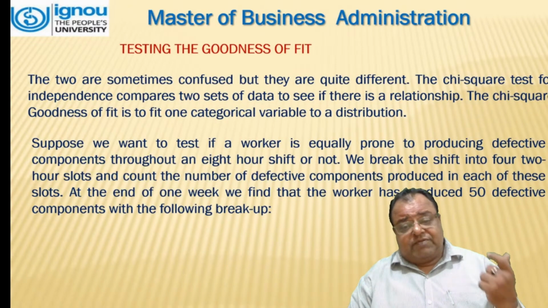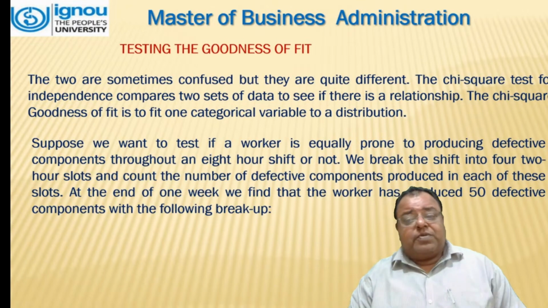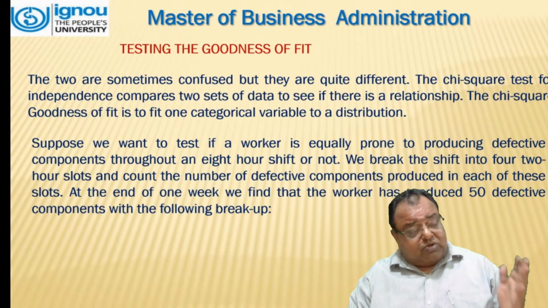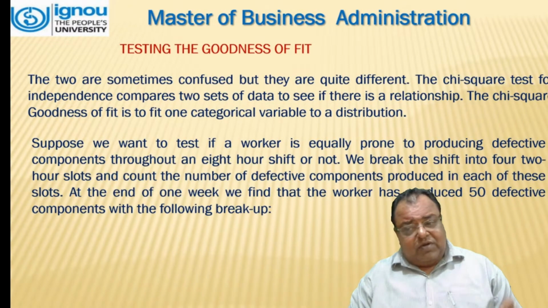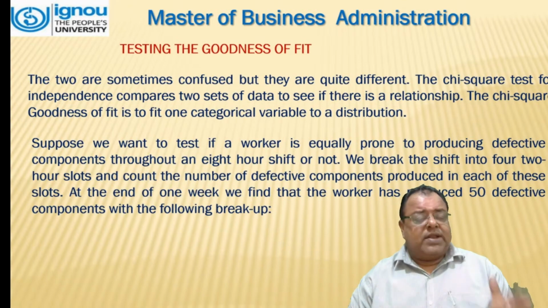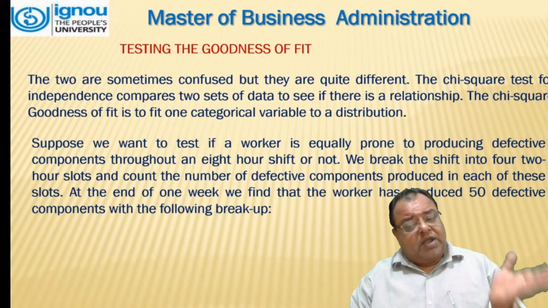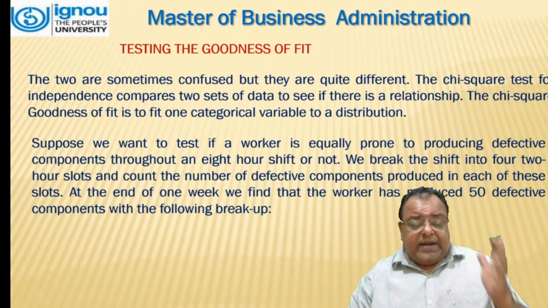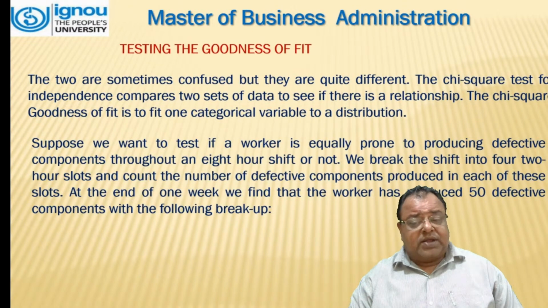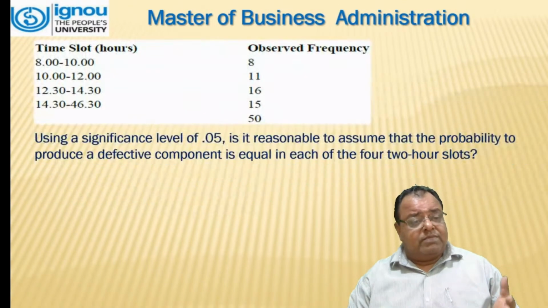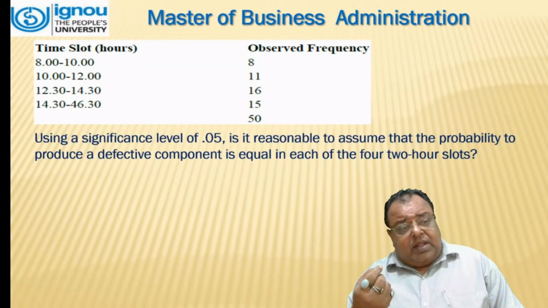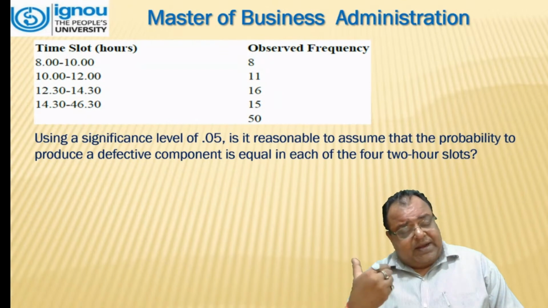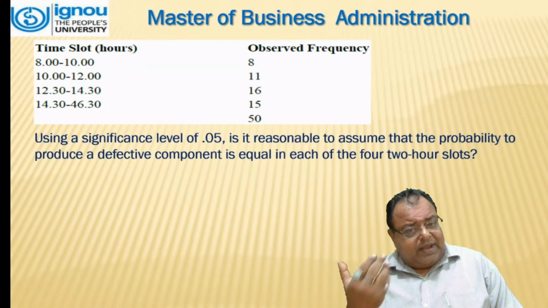Suppose you want to test if a worker is equally prone to producing defective components throughout an 8-hour shift or not. We break the shift into four 2-hour blocks and count the number of defective components produced in each of these slots. At the end of one week, we find that the worker has produced 50 defective components in the following breakup. This is the observed frequency we are working with. We have divided the time into four slots, and this is the error count they were committing.